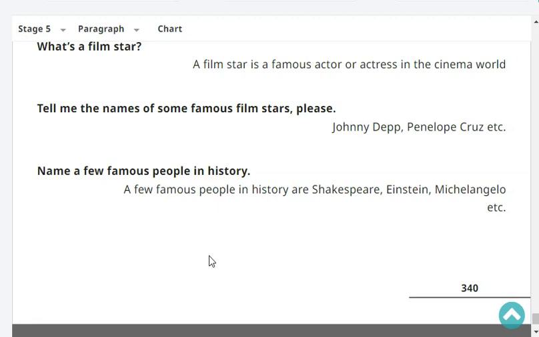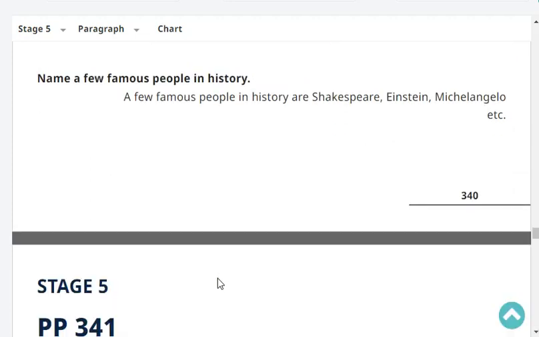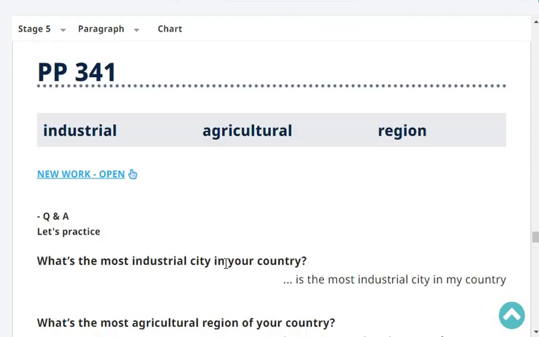Name a few famous people in history, please. A few famous people in history are Shakespeare, Einstein, Michelangelo, etc. Very good.